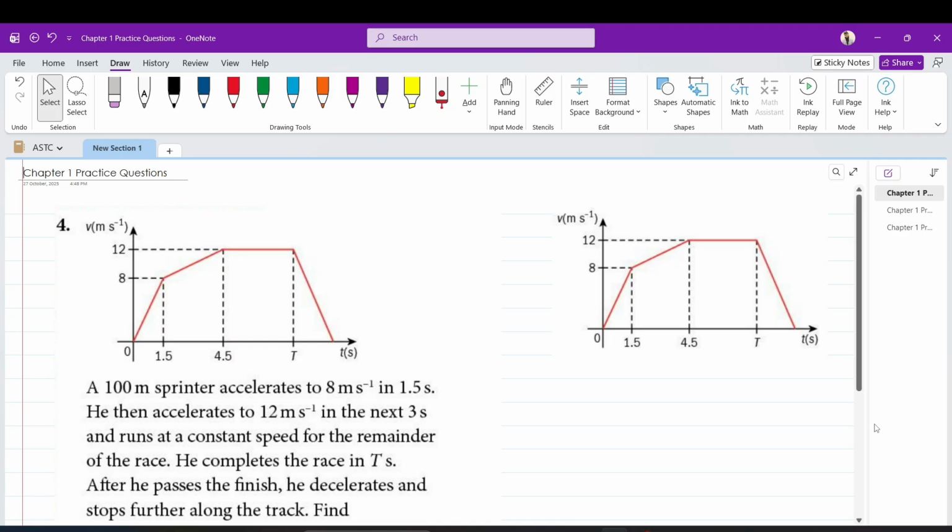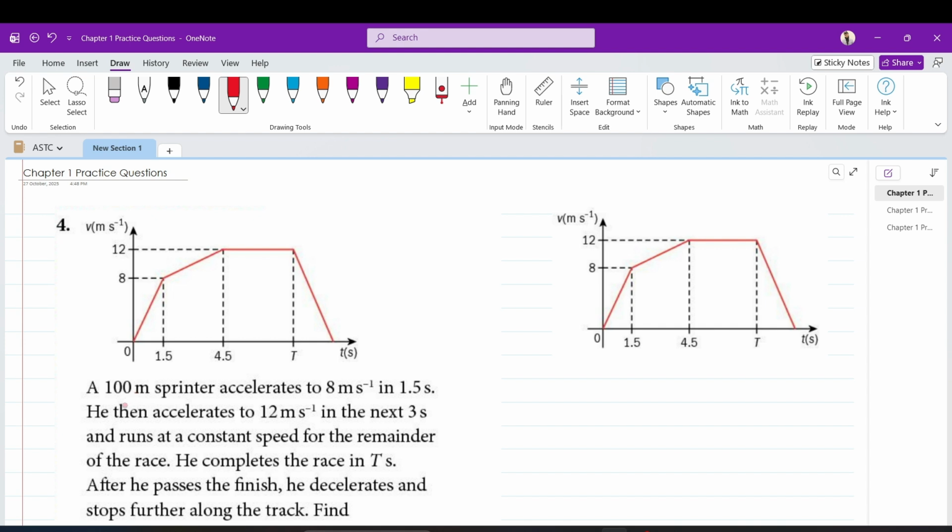Welcome to ASTC. This is Cambridge A Level Mathematics 9709 Mechanics. Today we will be practicing some questions related to chapter number 1, which was straight line motion and graphs. That chapter mainly consists of displacement time graphs and velocity time graphs. So let's get started.